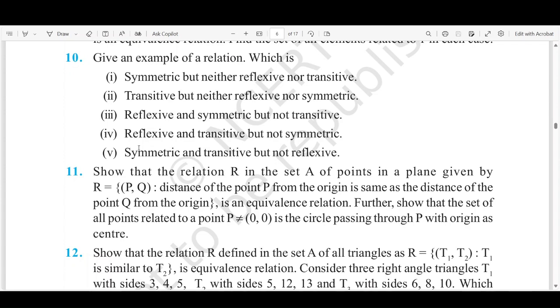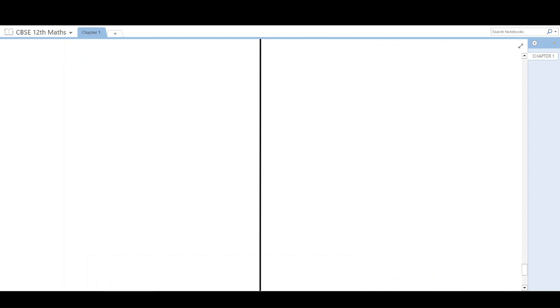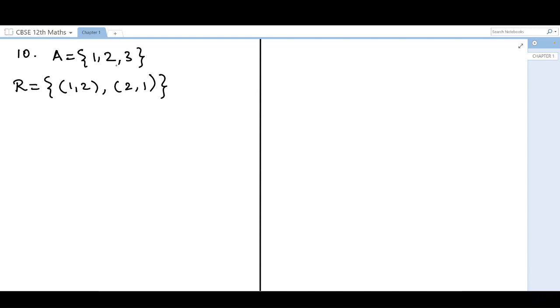Problem number 10. Give an example of a relation which is, they have given 5 different cases. So we have to give example for all these cases. Number 1, symmetric but neither reflexive nor transitive. Let us take a very simple example. If you take any element from the set A, the element is not related to itself. That is, we don't have any element of the form x comma x in R. Therefore, the relation R is not reflexive.